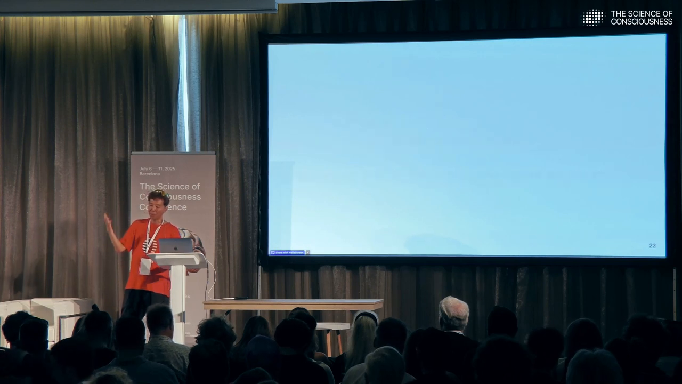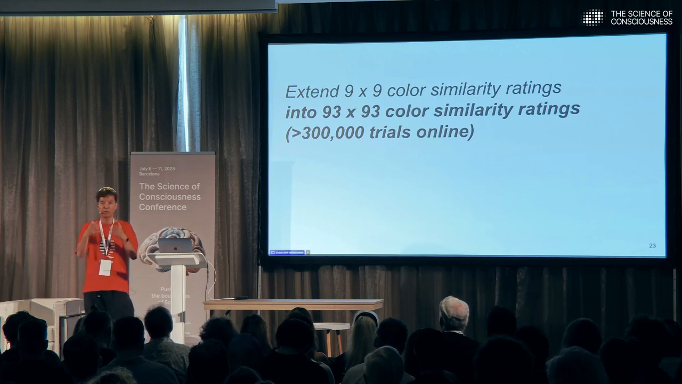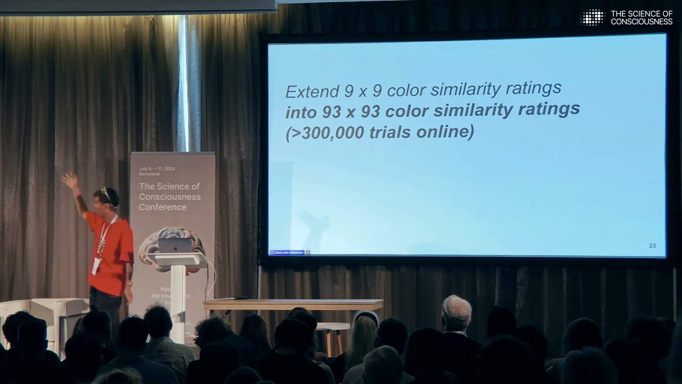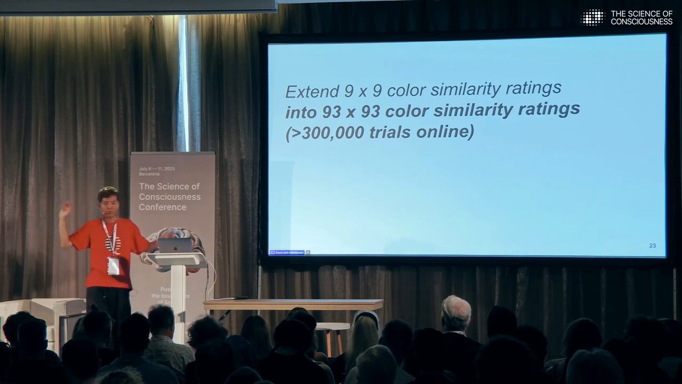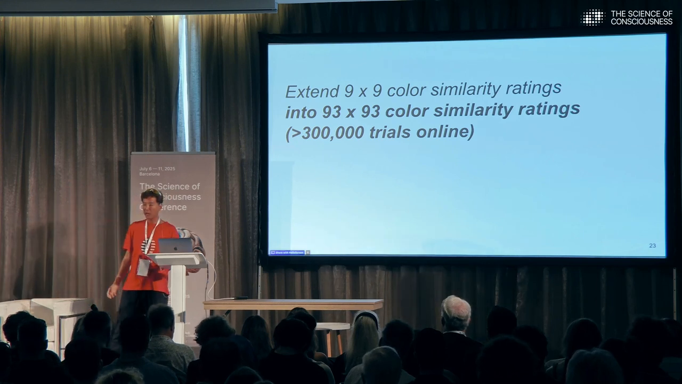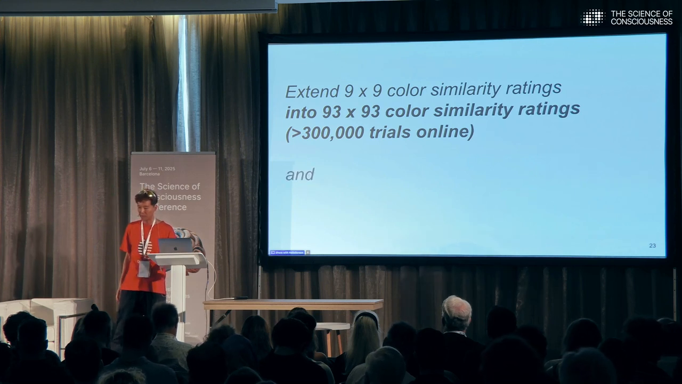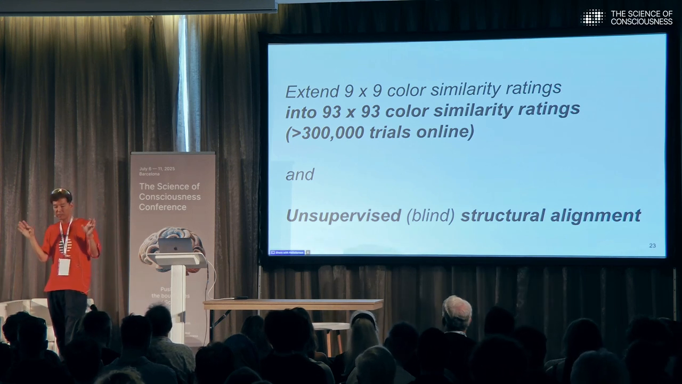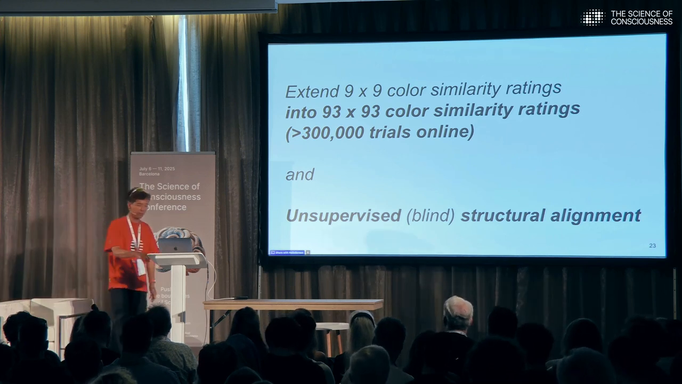But if I want to ask a finer question, whether my red is similar to your red, then we need to extend it. So what we started to do is go from 9 by 9 to 93 by 93 color similarity ratings, through more than 1,000 people online, and we tested it. We also introduced a slightly technical but very important notion, the unsupervised structure alignment technique, to test this hypothesis. This is the most technical part.